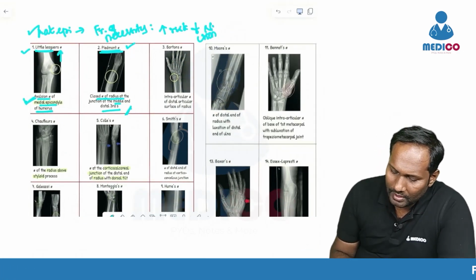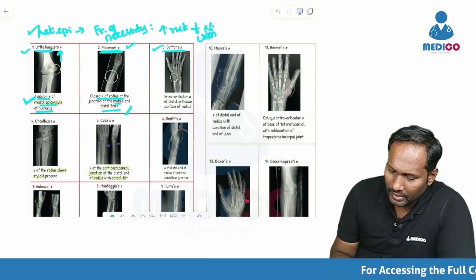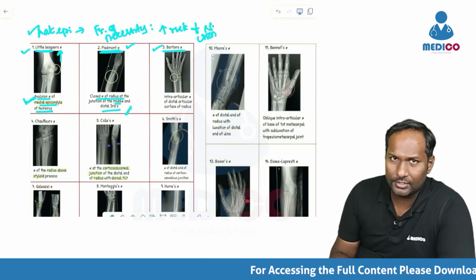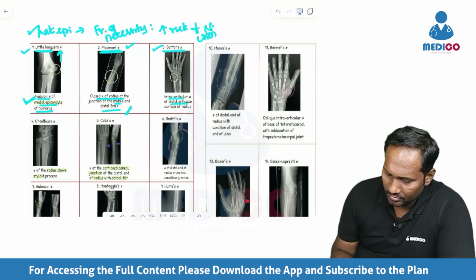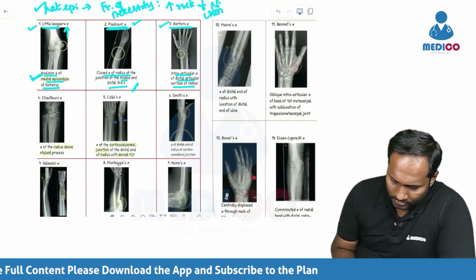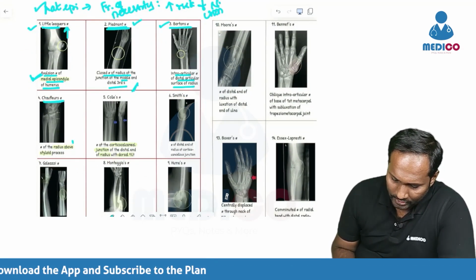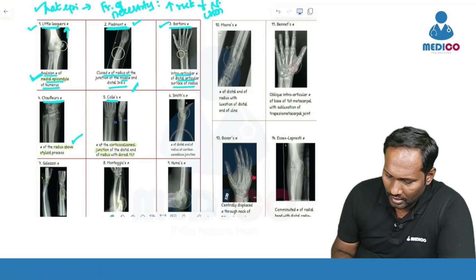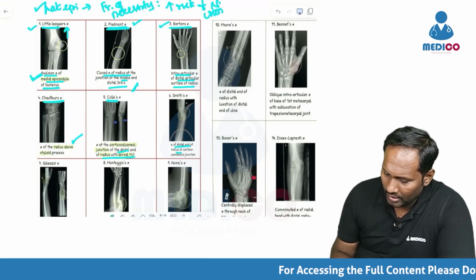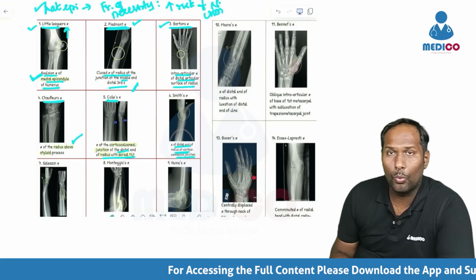Barton's fracture we have already covered. It's an intra-articular distal radius fracture with radiocarpal joint subluxation. Chauffeur's fracture we have already covered. It is a fracture of the radial styloid process. Colles fracture is the extra-articular fracture of the distal radius with a dorsal tilt. Smith fracture is the extra-articular distal radius fracture with a volar tilt.